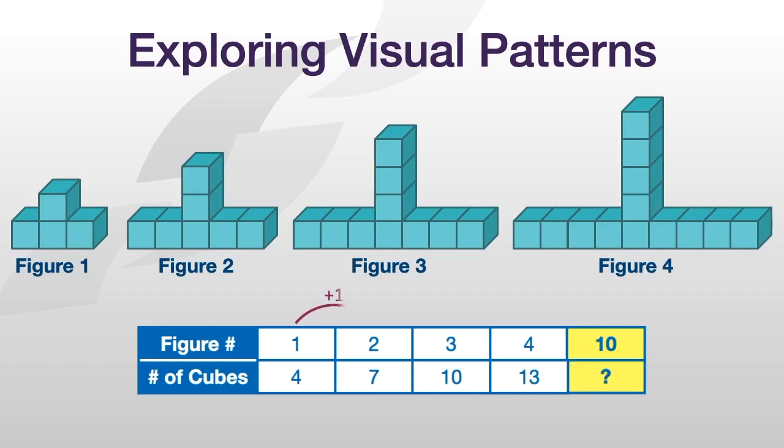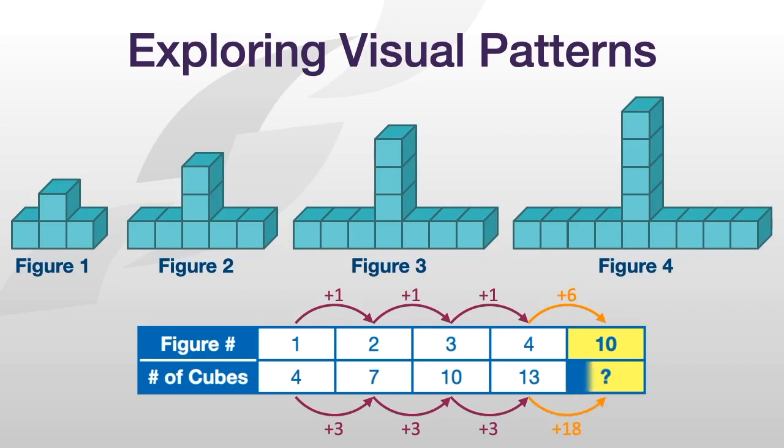As the figure number goes up by 1, the number of cubes goes up by 3. So to go from figure 4 to figure 10 means going up by 6. So we would need to add 6 more groups of 3, or 18 more cubes. This leads to a total of 31.